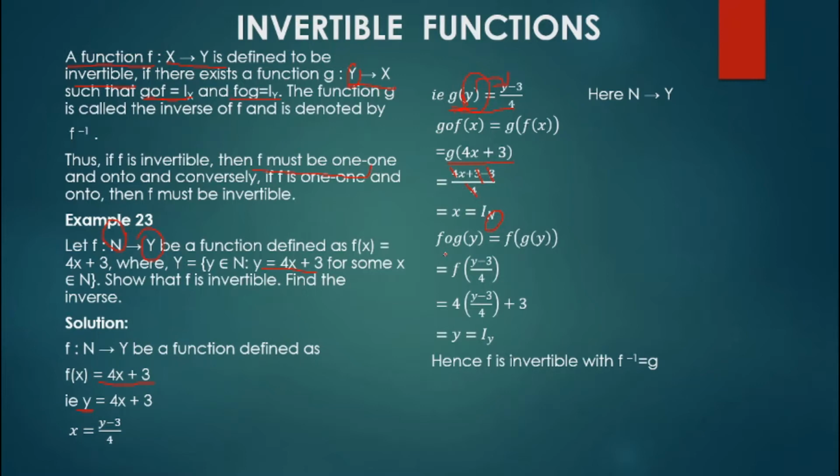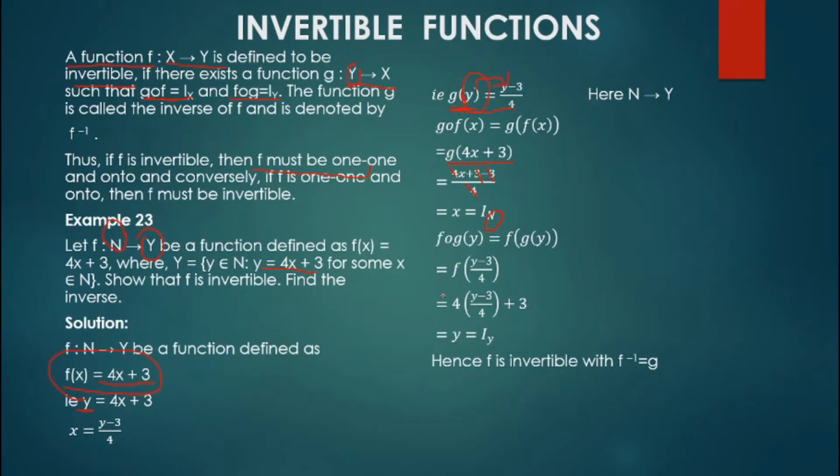So next we will find fog. So fog of y is equal to f of g of y, equal to, what is g of y? g of y is equal to y minus 3 by 4. And next step, you substitute in here. Okay, so we have 4, instead of x you will be writing y minus 3 by 4, plus 3.